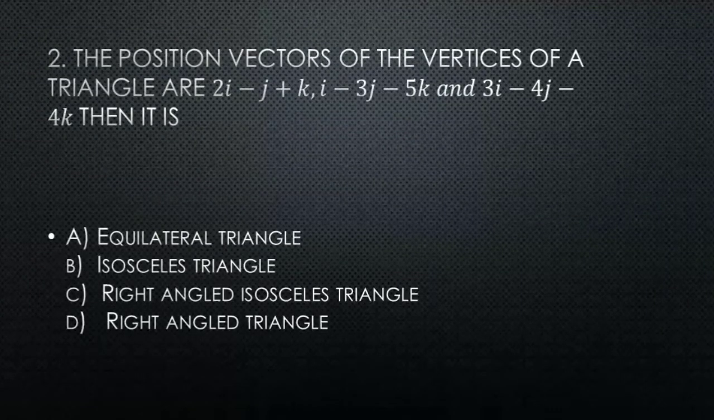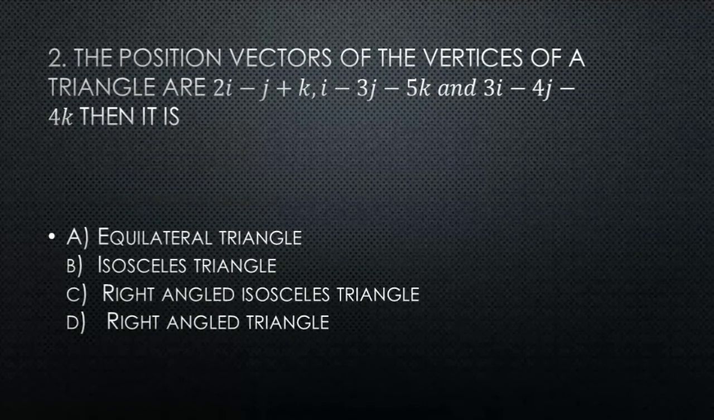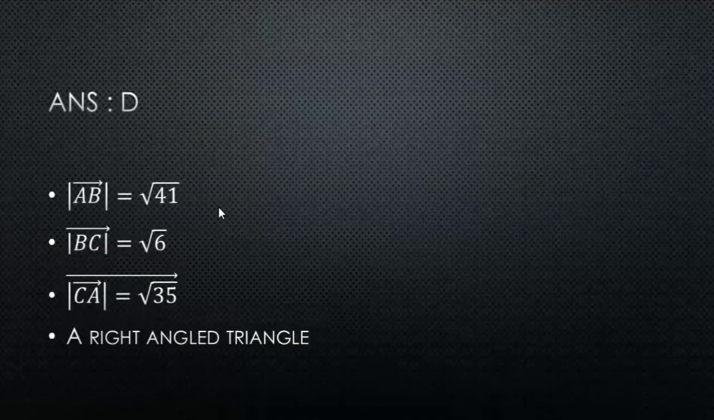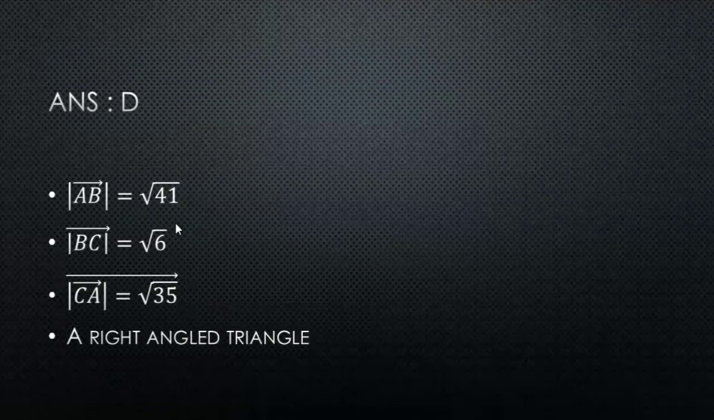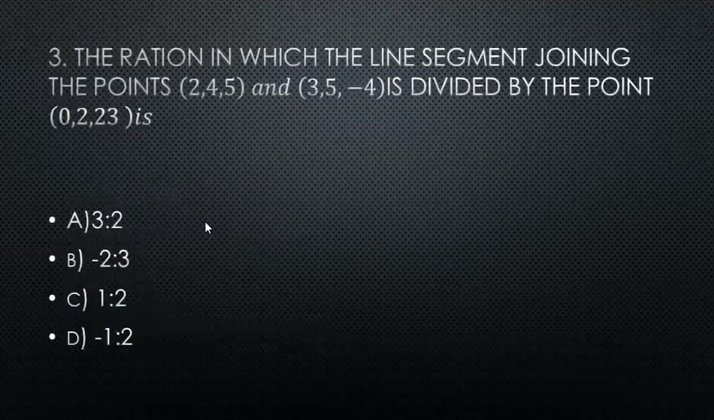Here the position vectors are given. The position vectors of the vertices of a triangle are given. Position vectors are nothing but OA, OB and OC. By using this you have to find AB, BC and CA. Then you need to find the magnitude of those vectors. Is it clear? So if you find the magnitude of those vectors, it will be root 41, root 6 and root 35. If you add these two, 35 plus 6 will be equal to 41. So it forms a right angle triangle. That is option D.